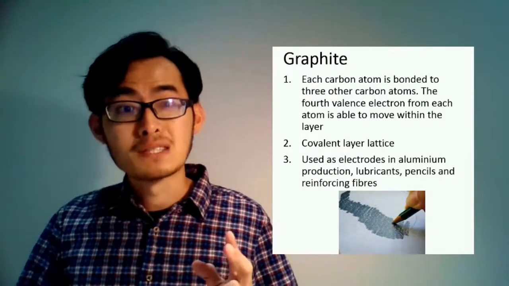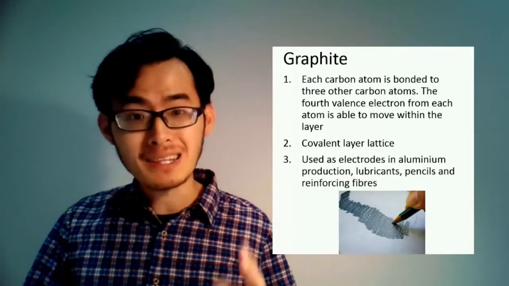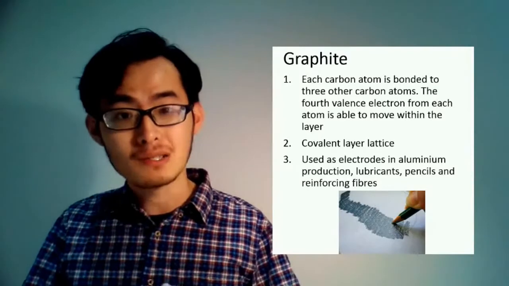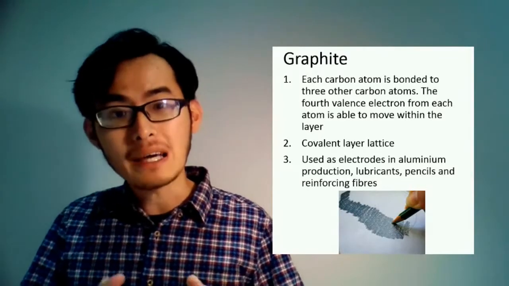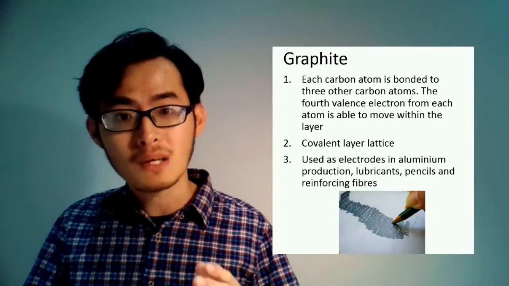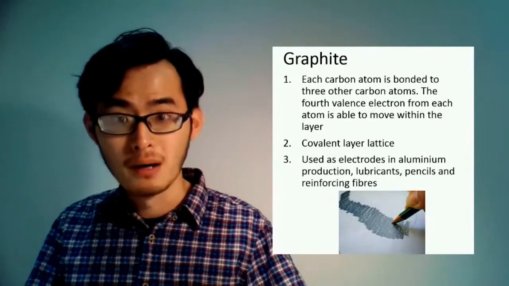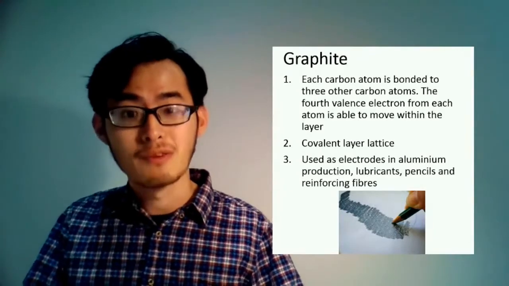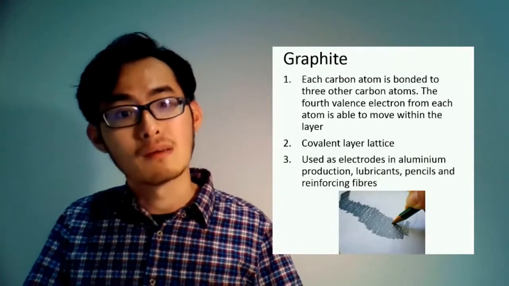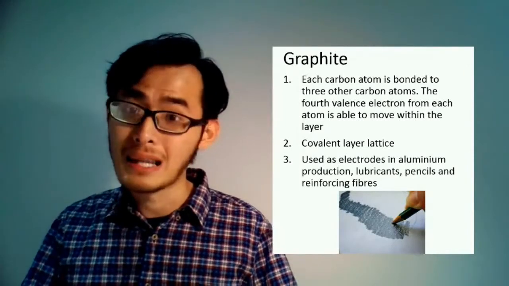The second concept that you're looking at today is graphite. There are three things that you need to know about graphite. Number one, graphite consists of carbon atoms as well, but in this case, each carbon atom is covalently bonded to 3 other carbon atoms. And you may ask the question, what happened to the 4th bond? The 4th valence electron from each carbon atom is able to move within the layer. And in this particular case, graphite exists as a covalent layer lattice structure.